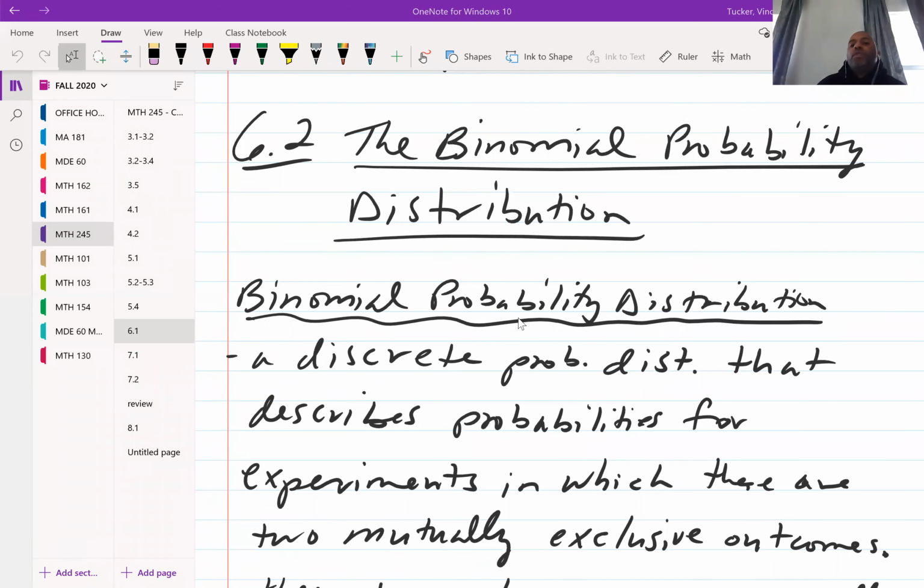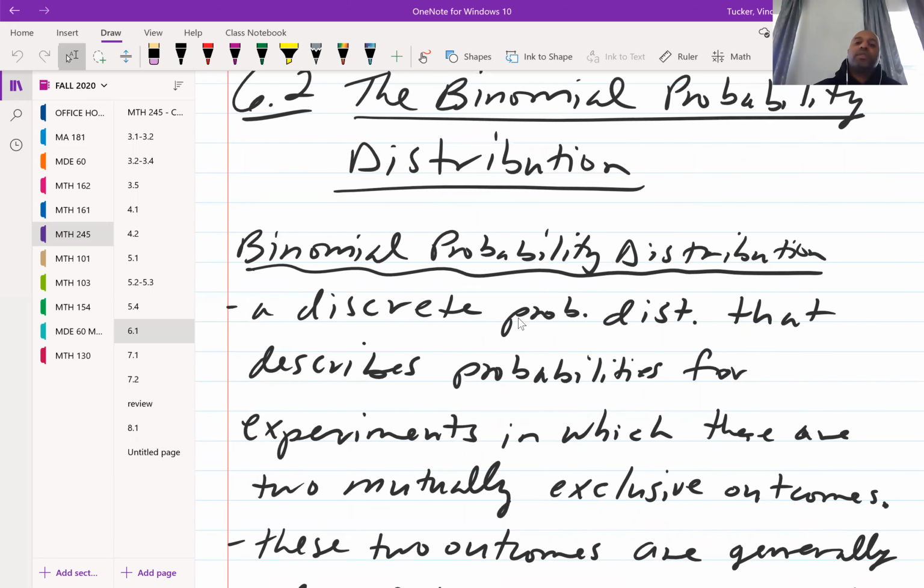All right, 6.2, binomial probability distribution. Binomial probability distribution, a discrete probability distribution that describes probabilities for experiments in which there are two mutually exclusive outcomes. So I'll pause right there, let you guys write that. Binomial. So we're saying that there are two mutually exclusive outcomes.